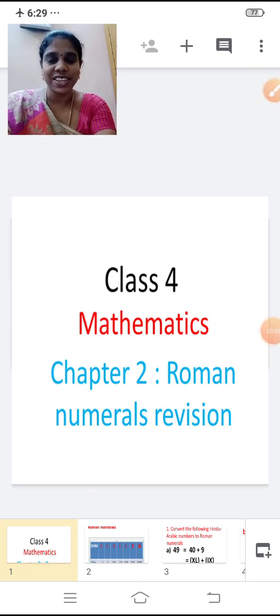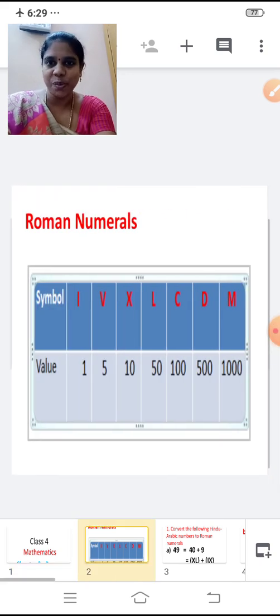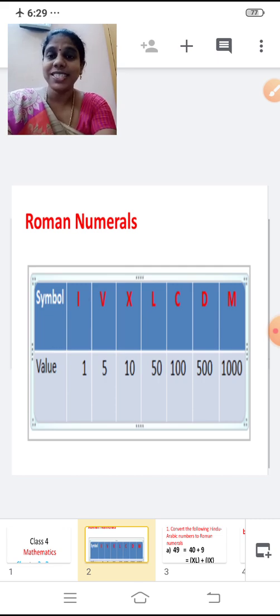Today we are going to see the revision of Roman numerals. Yes, Roman numerals were developed by early Romans thousands of years ago, right? It uses 7 letters of the alphabet. We'll see what the letters are now.